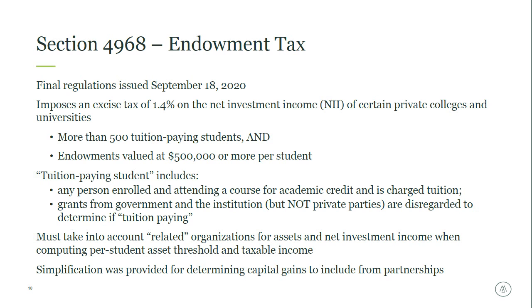As far as what is considered tuition paying, it excludes grants from government and the institution, but not from private parties. Also, when you calculate this excise tax, you have to take into account the assets and net investment income of your related organizations as well. There were a lot of comments that classifying some of these organizations, especially taxable entities, as related organizations could result in a double taxation scenario. So the final regs state that certain organizations are not related for this purpose, including a taxable corporation, a partnership, and an S corporation. The final regs also simplified the way to determine capital gains to include from partnerships when you're calculating the excise tax.